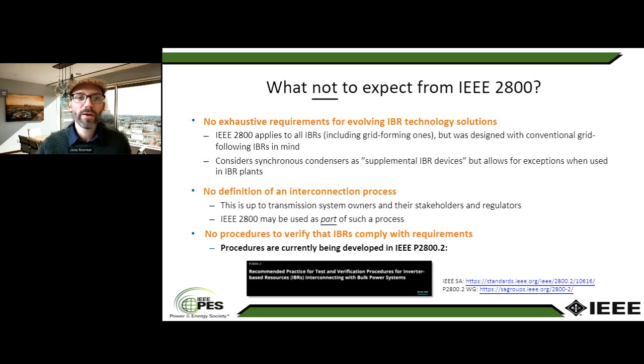There are a couple of things that you cannot expect from IEEE 2800. It does not provide exhaustive requirements for any evolving IBR technology solutions. For example, we talked about grid forming inverter controls in the IEEE 2800 working group and balloting process. Even though the standard was written such that we hope it does not create any barriers for application of grid forming inverters, it really originated from a grid following inverter-based resource control perspective.